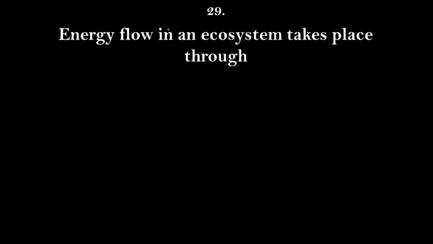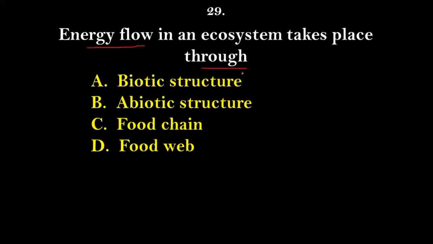Next, question number 29. Energy flow in an ecosystem takes place through biotic structure, abiotic structure, food chain, or food web. We should keep in mind the definition or explanation of the food chain, which we have done in our last slide. So the flow of energy or the transfer of energy in an ecosystem takes place only in the food chain.